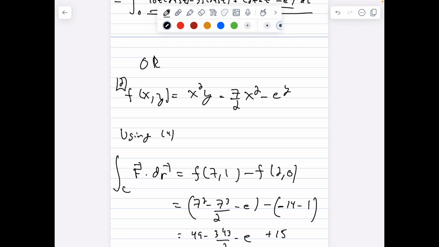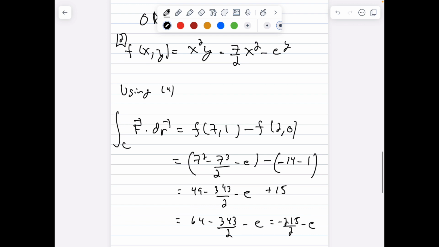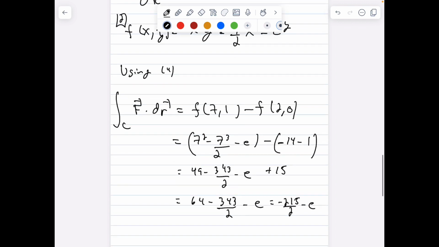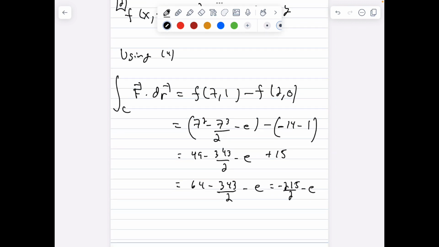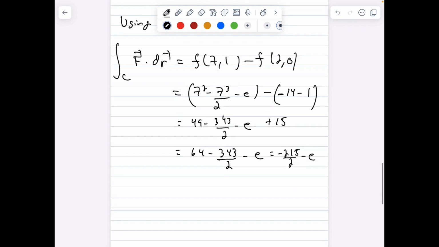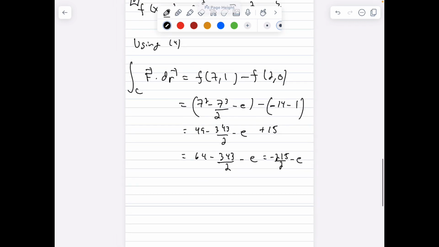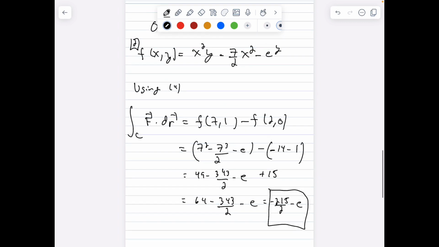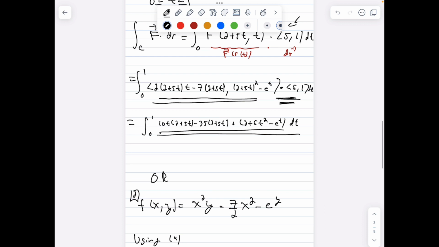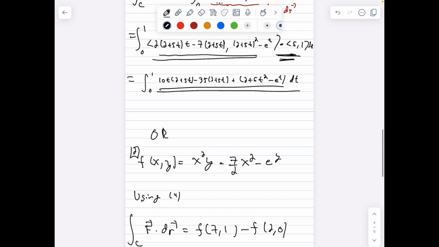If you find your potential function, all you would do is plug in your endpoint and your starting point into your potential function and subtract them from each other. So this is like a fundamental theorem of line integrals. This is what it's often called, because it looks a lot like the fundamental theorem of calculus, right? And at the end of the day, if you did all the math here, we should come out with this: minus 215 over 2 minus e. That is the result of that line integral. So either one comes out with the same value.